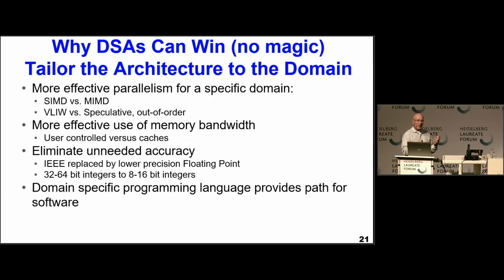The problem has always been for special purpose architectures: where are you going to get the software? But because of the domain-specific programming languages, which are attractive to make the programmer more productive, they raise the level of abstraction, which allows us to map that onto special purpose hardware. So who are we going to help?